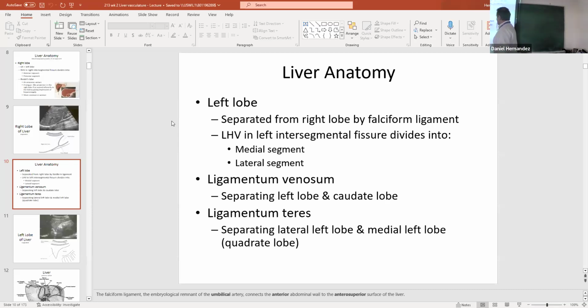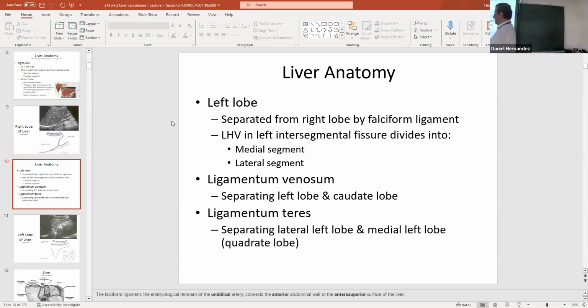A little ball. So, left lobe liver. The right and left lobes are separated by the falciform ligament. We also further divide the left lobe into a medial and lateral segment. The left hepatic vein will actually separate the left lobe into medial and lateral segments.